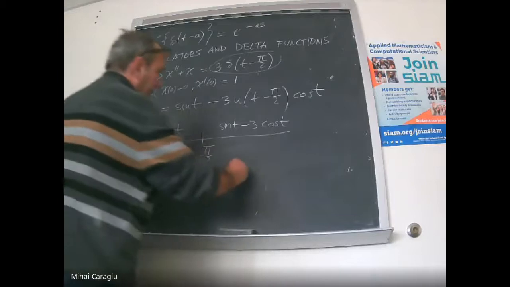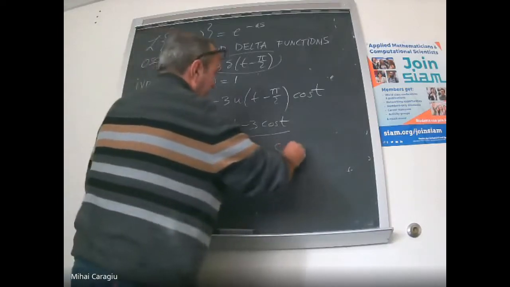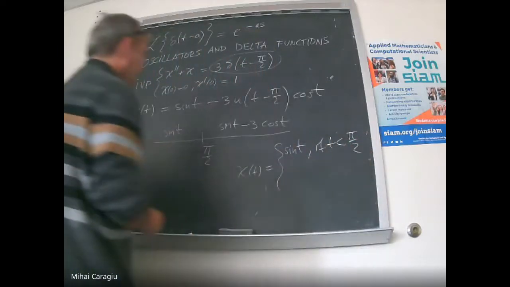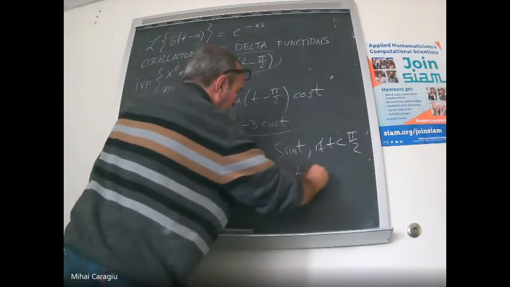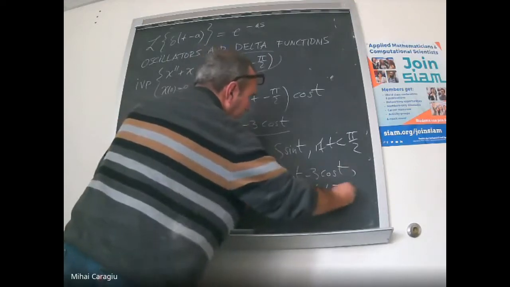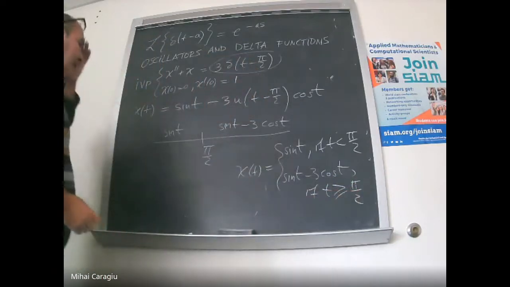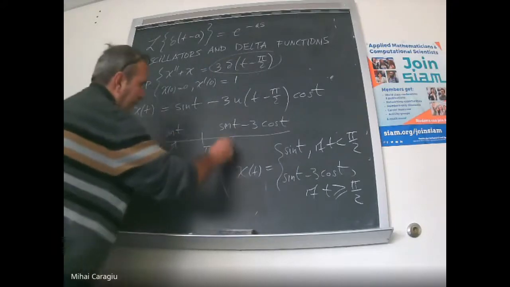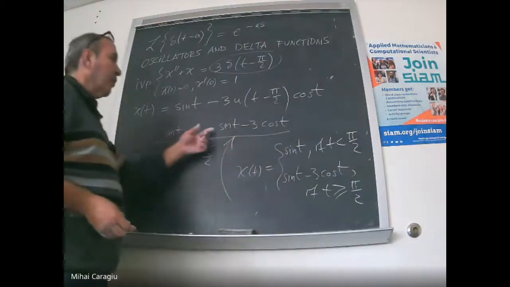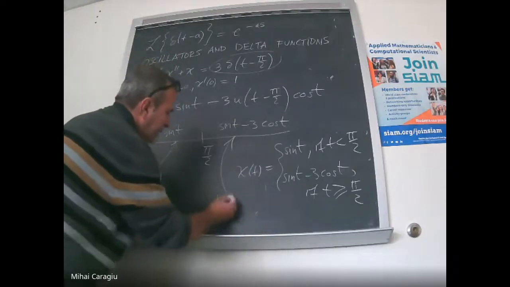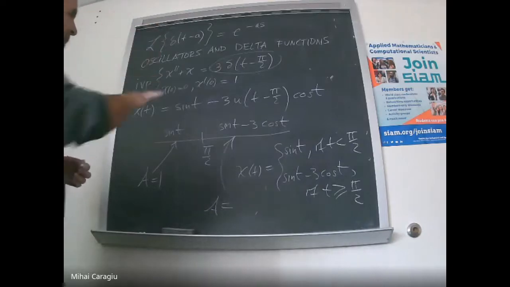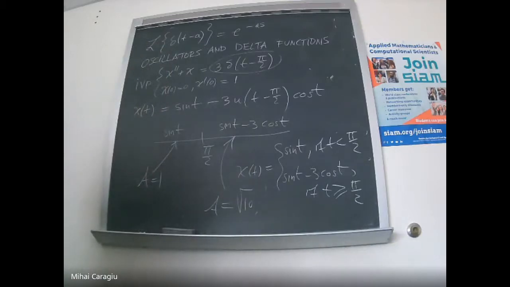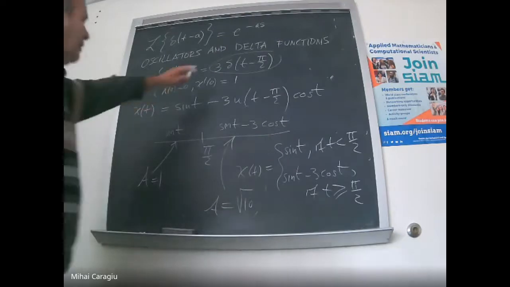If you look at this diagram, x of t is sine t if t is less than pi over 2, and sine t minus 3 cos t if t is greater than or equal to pi over 2. What's the amplitude here? Until pi over 2, the amplitude of the oscillator is 1. After pi over 2, the amplitude of a combination of sine and cosine is the square root of the sum of the squares of the coefficients of sine and cosine, the square root of 10. So the oscillator increases its amplitude when it receives a shock with intensity 3 in the positive direction.